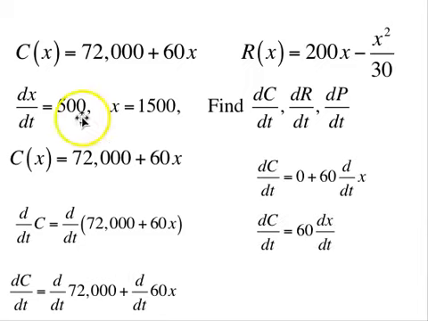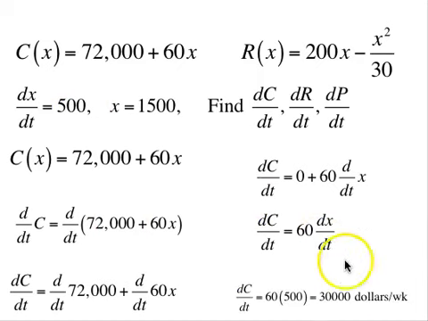And then what do I know? We said that dx/dt was 500, so I can go ahead and plug that in. So we get dC/dt is 60 times 500, or $30,000 per week. So it's increasing. Our costs are increasing at this moment.